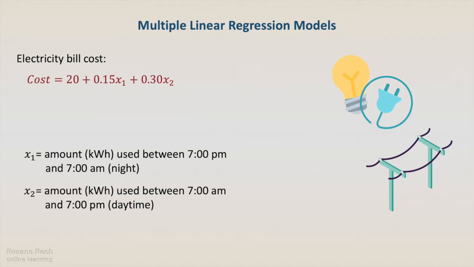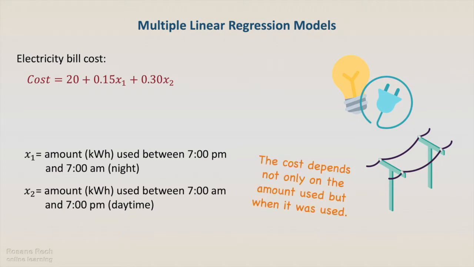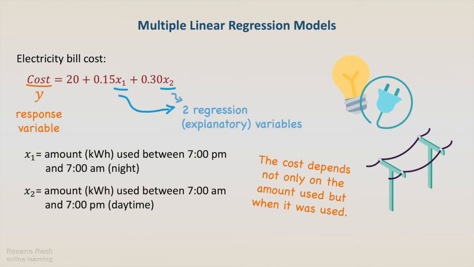In this case, the monthly cost is 15 cents per kilowatt hour used between 7 p.m. and 7 a.m., plus 30 cents per kilowatt hour used between 7 a.m. and 7 p.m. The cost depends not only on the amount used, but also when it was used. In this example, we have one response variable, the cost, as a function of two explanatory variables.